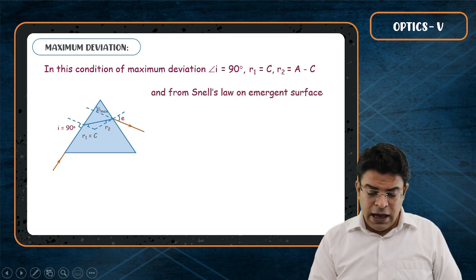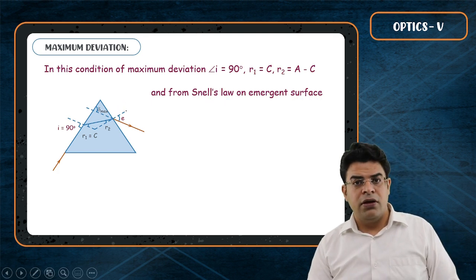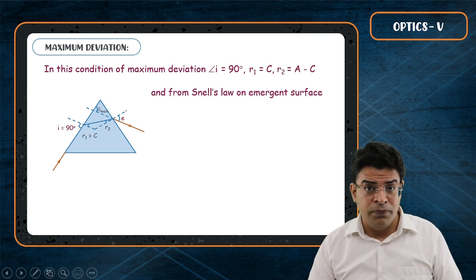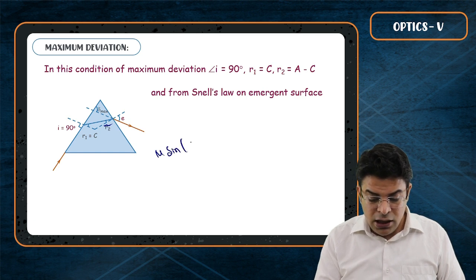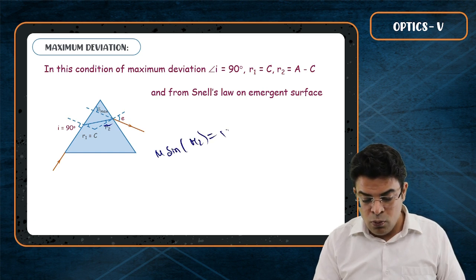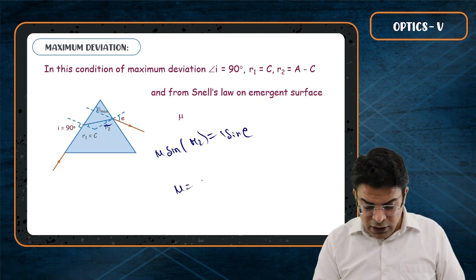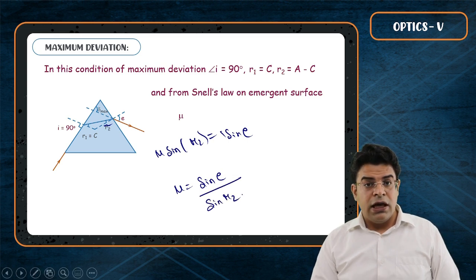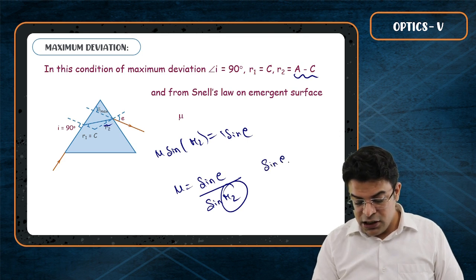If we apply Snell's law on the emergent surface, on the second surface, then for such a condition, using Snell's law, I will say that mu sine R2 equals 1 sine e. So we can say that mu equals sine e upon sine of R2, and in place of R2 you can write A minus C. So you get sine e upon sine of A minus C.